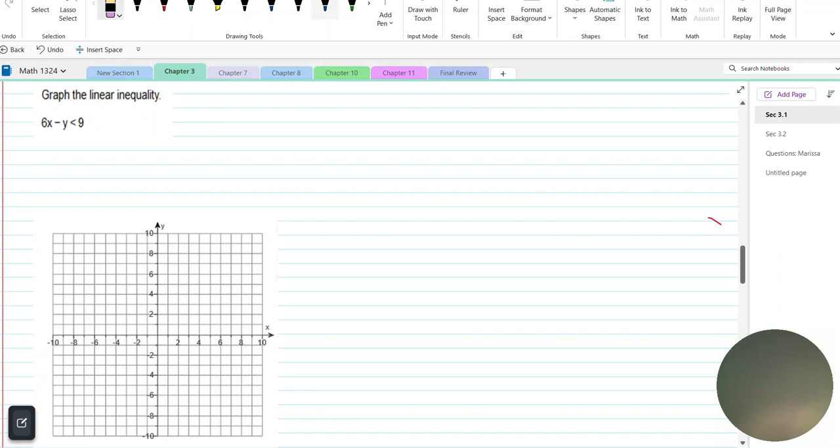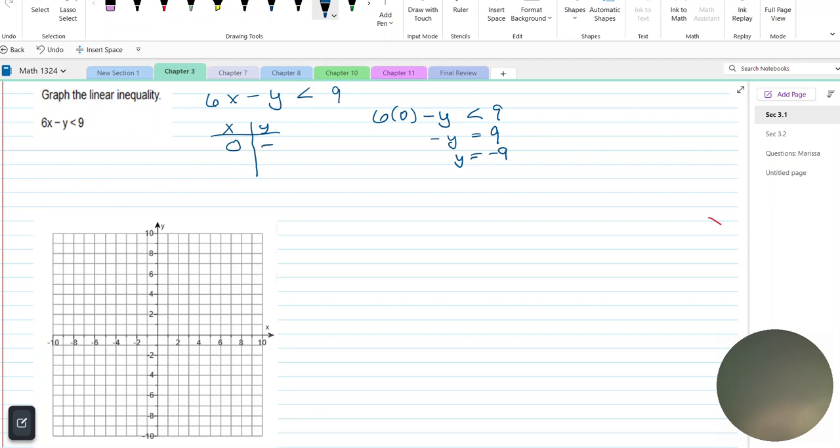Here we go. In this one, we have 6x minus y is less than 9. Okay, a t-chart would probably be the best and easiest. So we're going to let x equal 0. That means, okay, if I have 6 times 0 minus y is less than 9, and all we need is equal to. We're not shading, we're just saying equal to. Then I have negative y has to be 9. So y is negative 9.